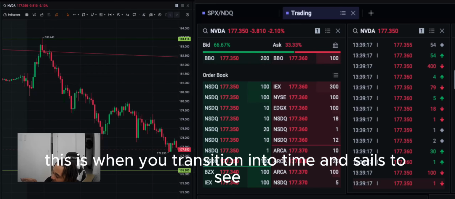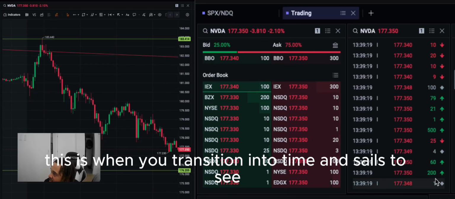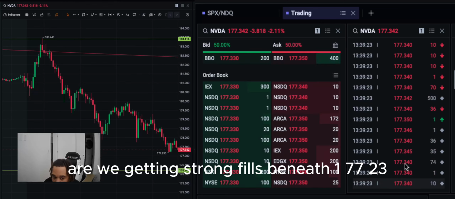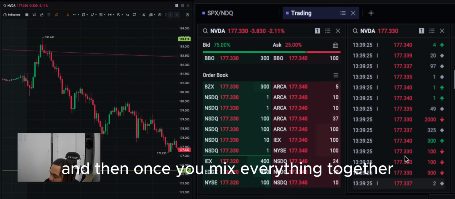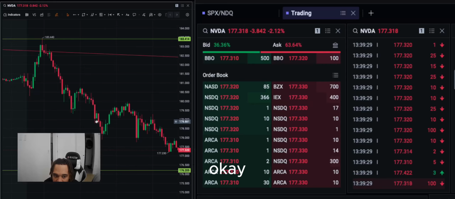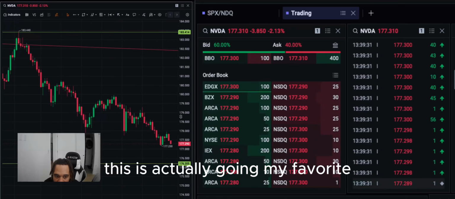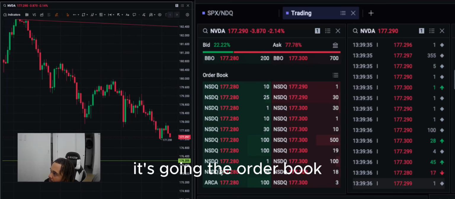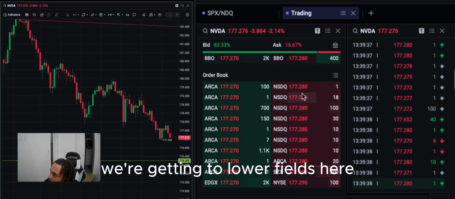Now, this is when you transition into time and sales to see, are we getting strong fills beneath 177.23? And then once you mix everything together and you're seeing things in real time, that's when you start to be like, okay, this is actually going my favor. And as you can see right now, you're seeing that happen in the chart. It's going in the order book. You can see right now we're getting to lower fills here.